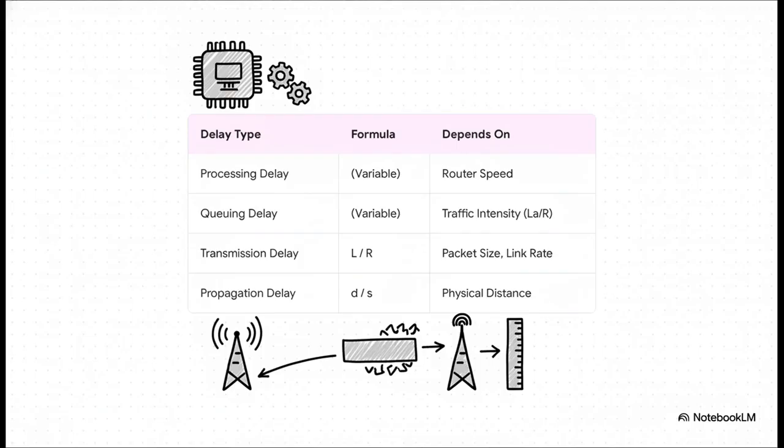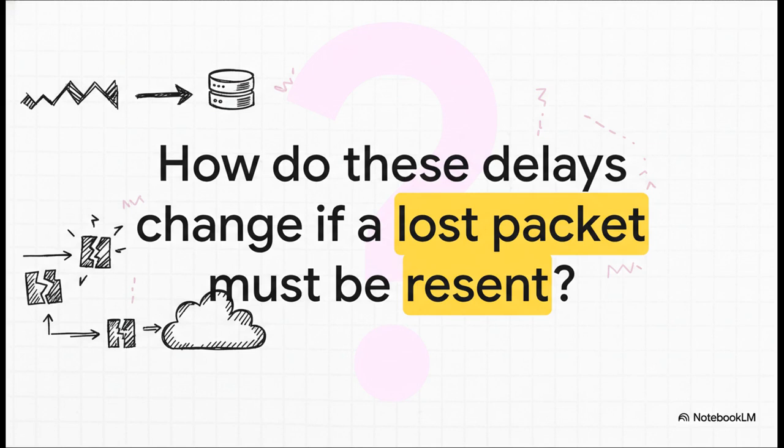And here it is, your exam cram sheet. If you're going to memorize one thing from this whole deep dive, this table is it. It's got all the delay types, their formulas, and most importantly, what they depend on. Processing is about router speed. Queuing is about traffic. Transmission is about packet size. And propagation is about physical distance. Know this table cold. So that really covers the fundamentals of delay, loss, and throughput.